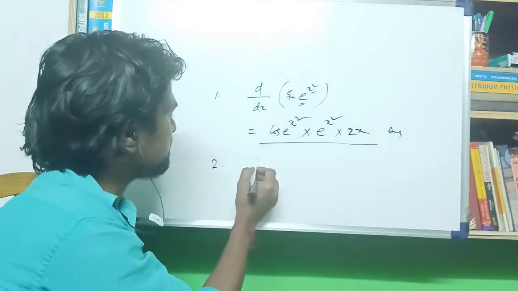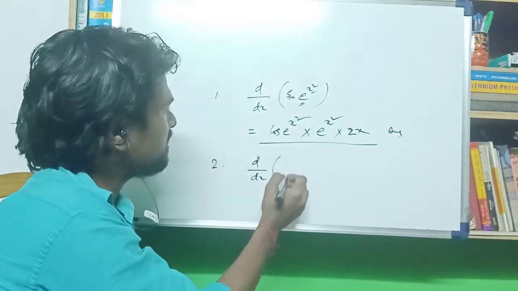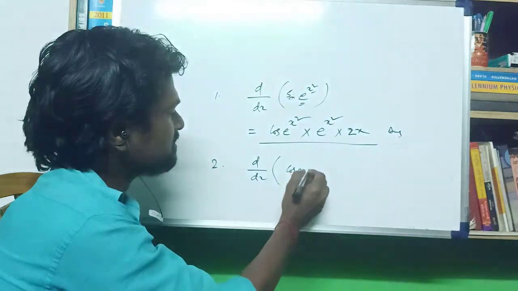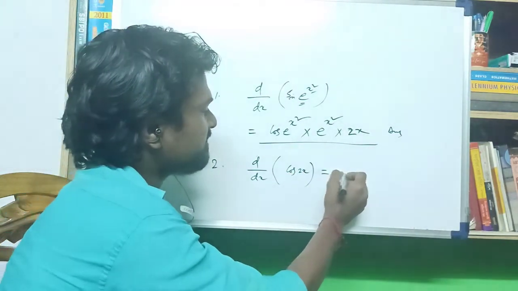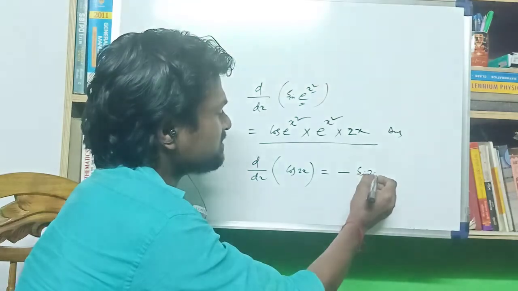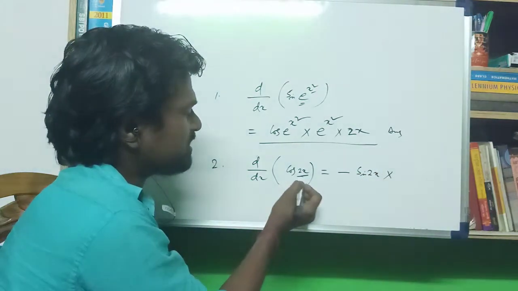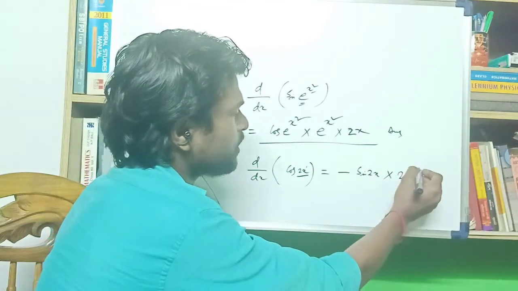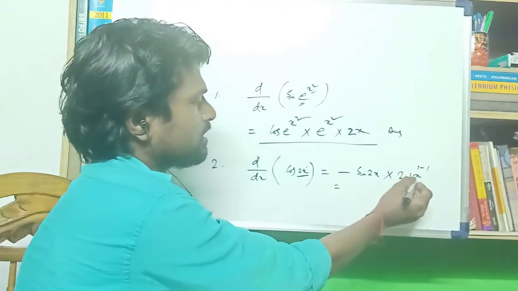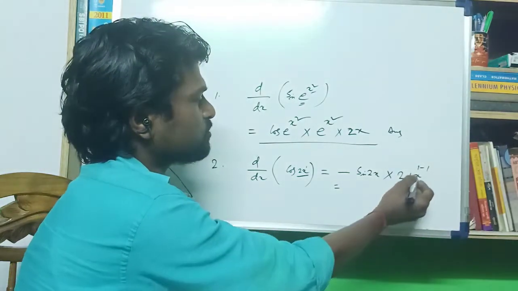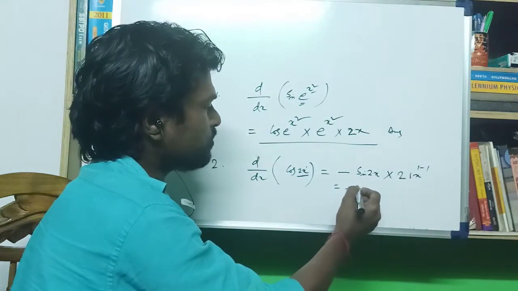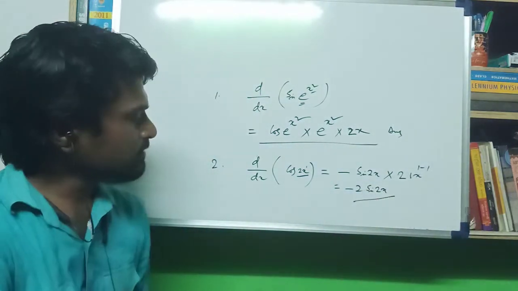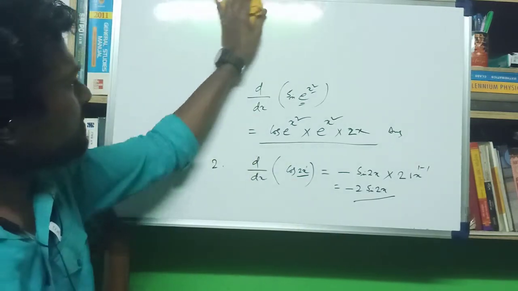Similar another question. Suppose d/dx of cos 2x. So cos means derivative minus sine, so minus sine 2x into the derivative of this function, that is 2 into x to the power of 1, meaning 1x to the power of 1 minus 1. So this is x to the power 0, which means 1. So the answer is minus 2 sine 2x.